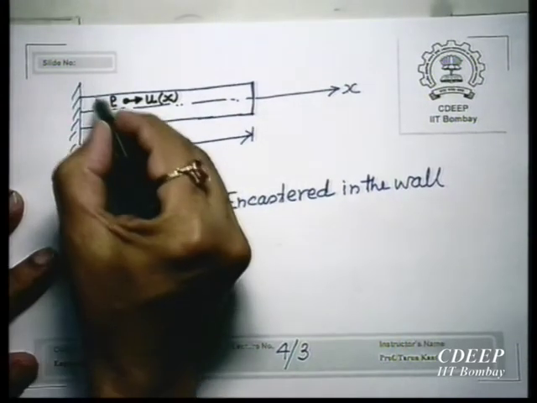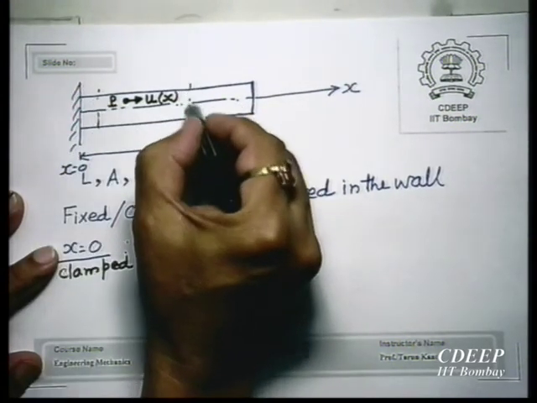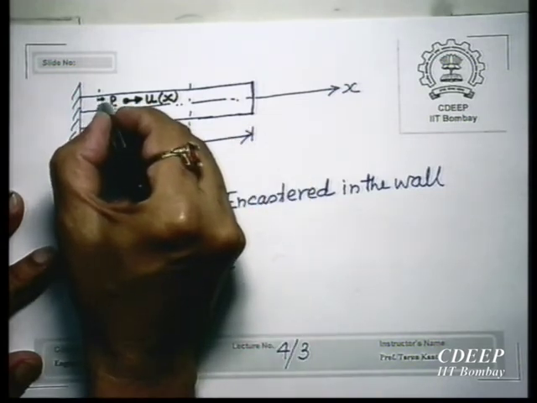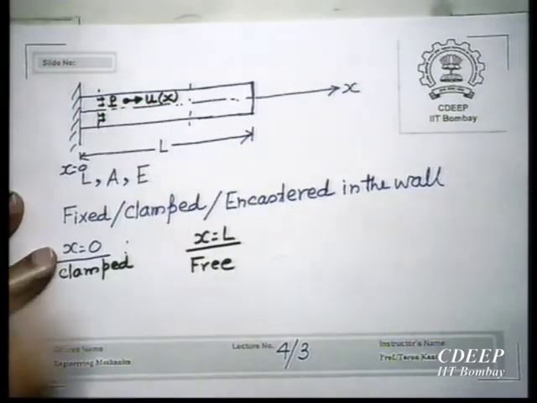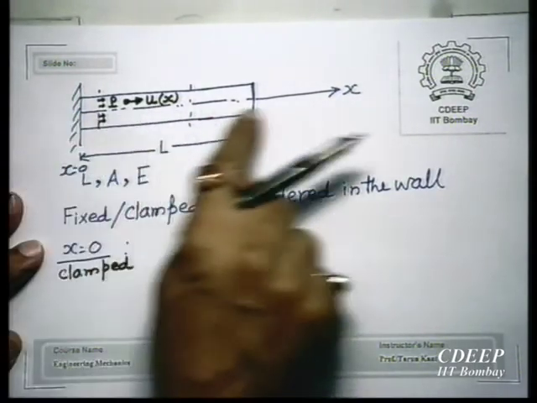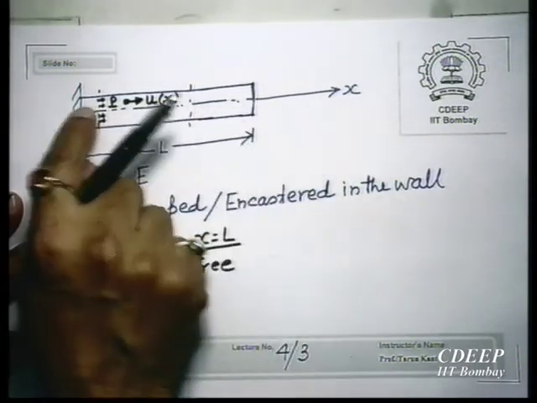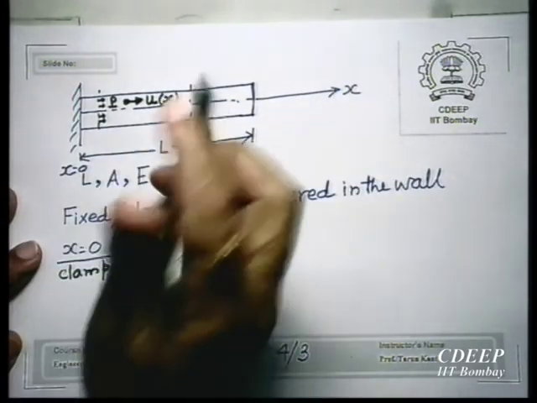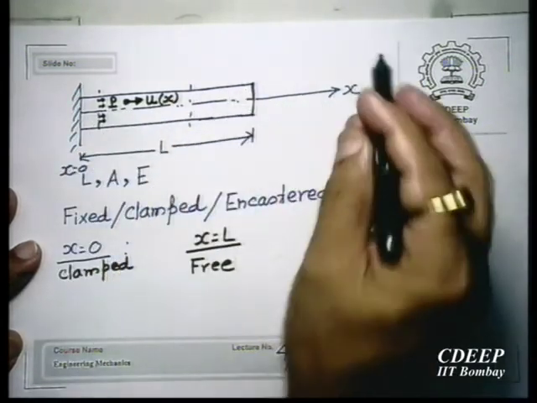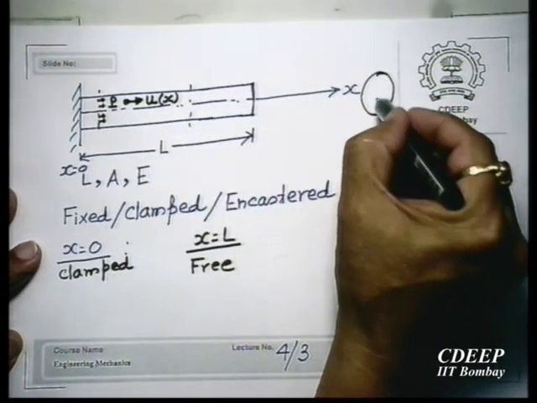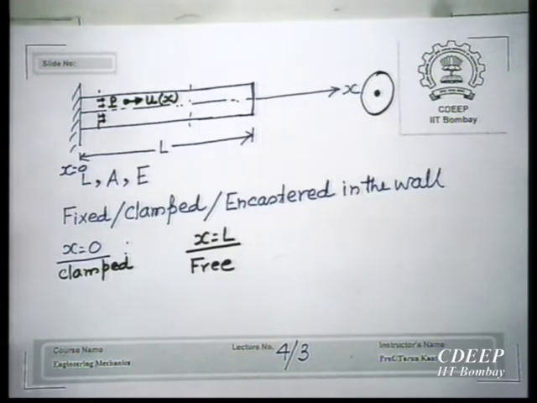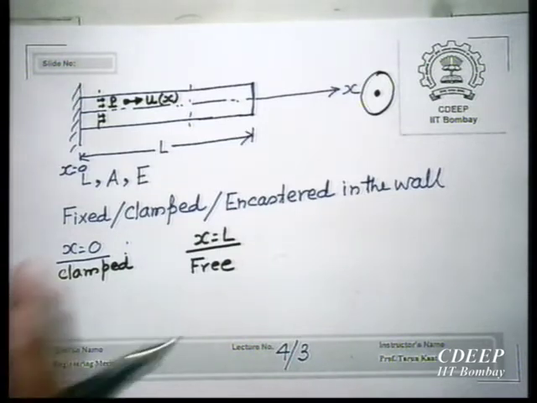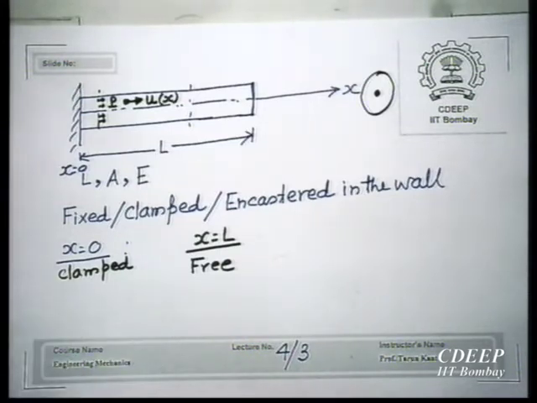Now, in the cross section, because this is how we are studying, all the particles will move by the same amount, is it not? Although we are studying the behavior along the x axis, the meaning is that, because this is the cross section and you are applying the load at the centroid, all cross sections must move by the same amount u. So, u is the displacement.